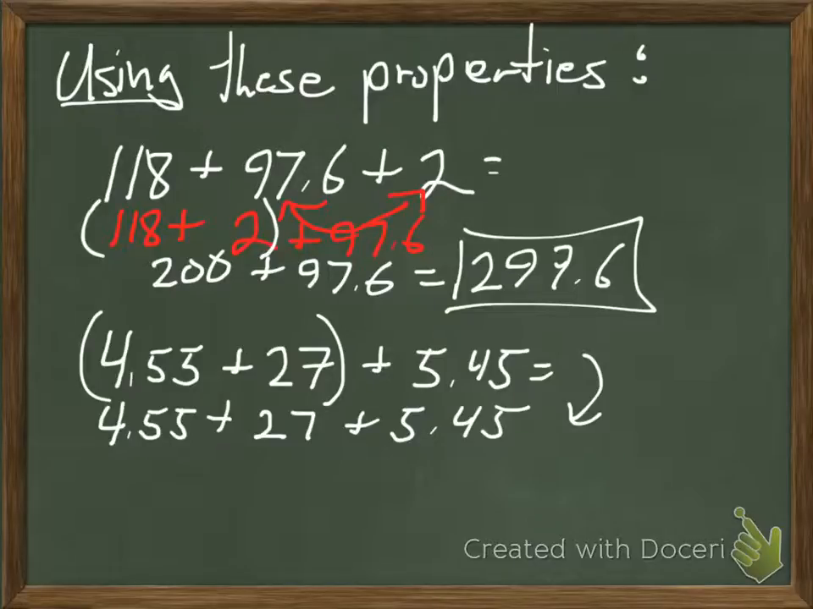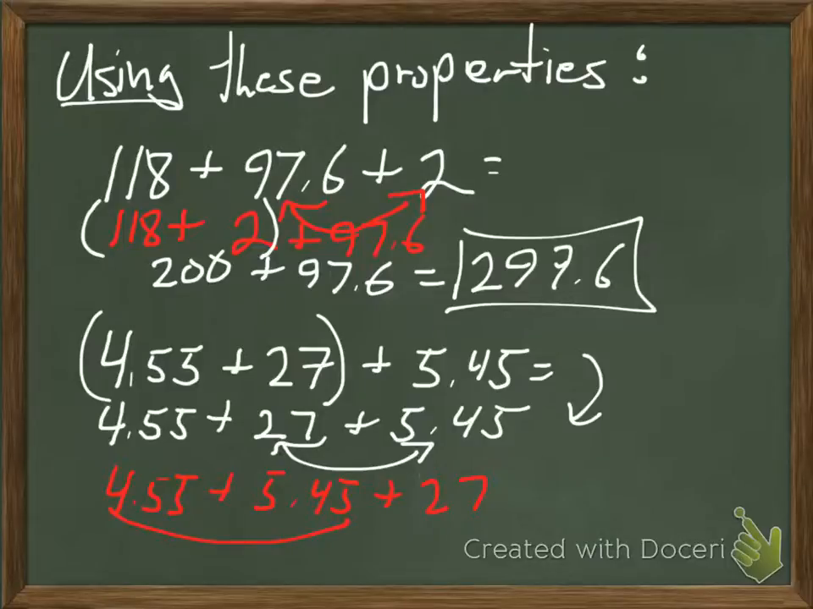Now, once again, let's use the commutative property, and let's reverse the order of these two. So I get 4.55 plus 5.45 plus 27. And again, if I now either regroup or at least just look at these two numbers, they fit together really nicely. That's going to simplify to just 10.0. And 10.0 plus 27 is just 37. So again, I'm able to do the math mentally by using the properties to reorganize some of the numbers.